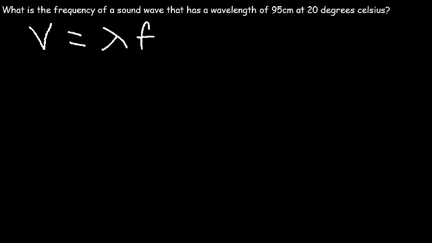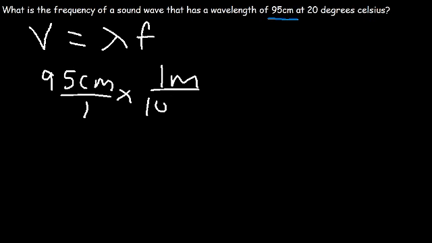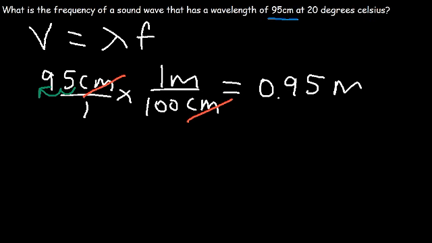But we need the wavelength to be in meters, not centimeters, so let's convert it. 1 meter is equal to 100 centimeters. So the unit centimeters cancel. So to convert it to meters, we need to divide by 100, which is the same as moving the decimal 2 units to the left. So 95 centimeters equates to 0.95 meters.